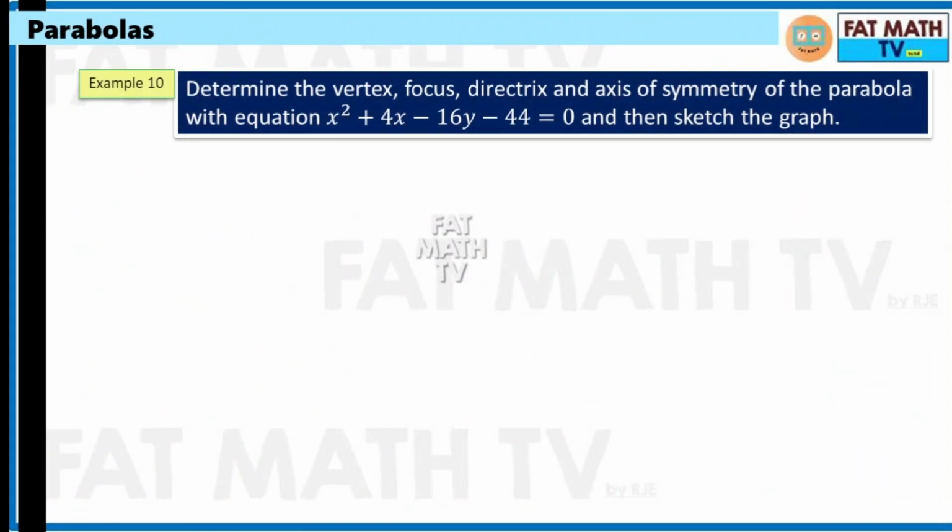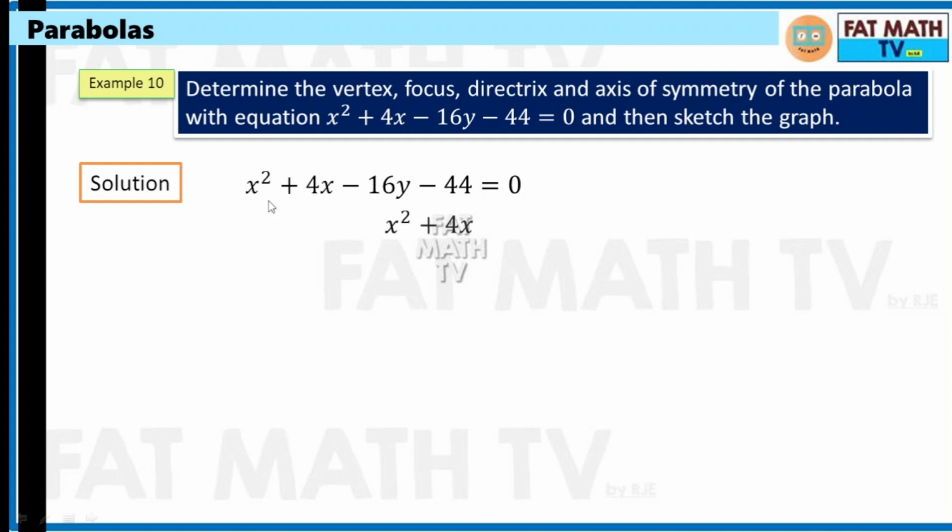Another example. We have here x squared plus 4x minus 16y minus 44 equals 0. So this time x is being squared, so we have to put x on the left and y and the constant on the right. So we will have x squared plus 4x, and the negative 16y, if you transfer to the right, will be positive 16y. And if you transfer negative 44 to the right, it's going to be positive 44.